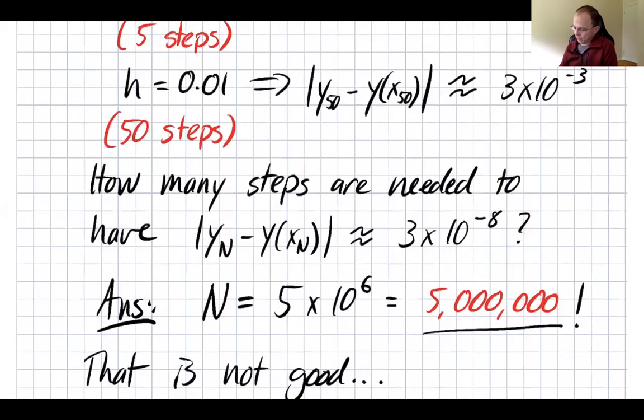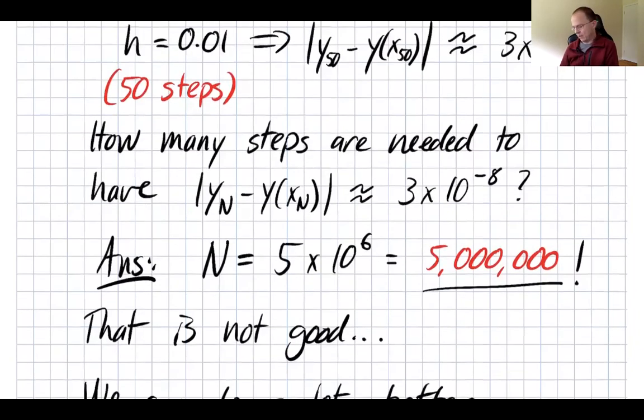Well, the answer is the number of steps will have to be like 5 times 10 to the 6. That means we'll have to do 5 million steps in order to get this type of accuracy on even just a small interval. We're just going from 0 to 0.5, right? And we'd have to do 5 million steps to go from 0 to 0.5 in order to get this very limited accuracy. So this already tells us that Euler's method is going to do a very bad job if we actually want to have any good accuracy.